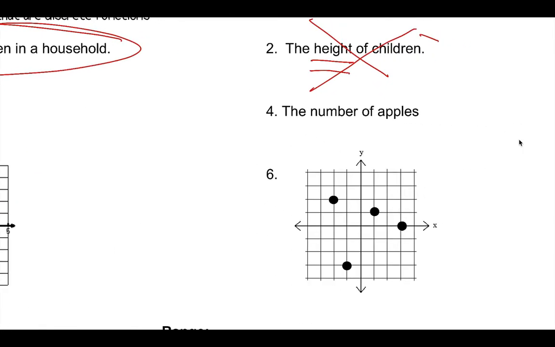The number of apples. The number of apples would be what? Can I count them? Remember, I said discrete was counted. So yes, I can count the number of apples. 1 apple, 2 apples.